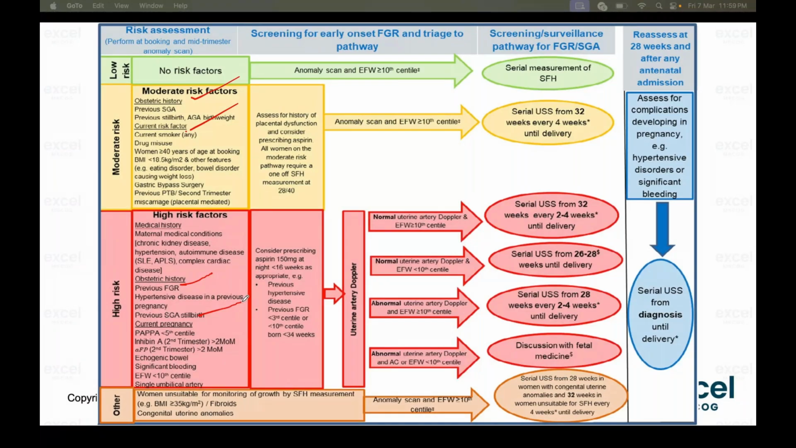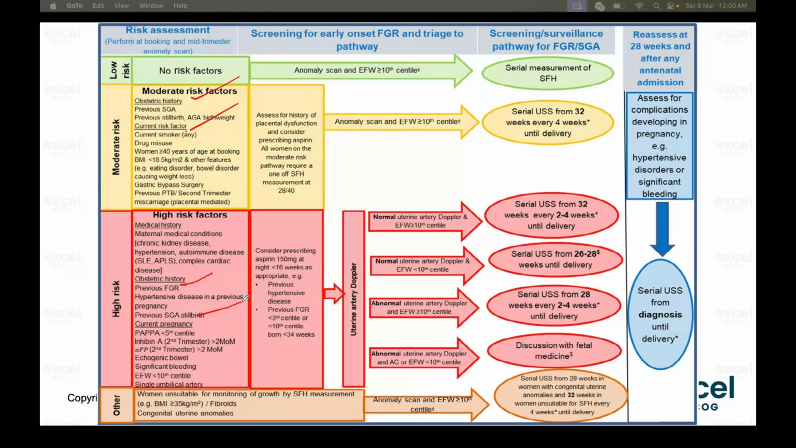Okay. Then obstetric history. We have just said that with previous FGR, you know that there was previously growth restriction. Definitely, this time also there would be growth restriction. Previous hypertension, this time also she is likely to have problems. Previous SGA stillbirth, we've already seen this. The above one is AGA stillbirth. This one is SGA stillbirth. Above is previous SGA. This one says previous FGR as a risk.